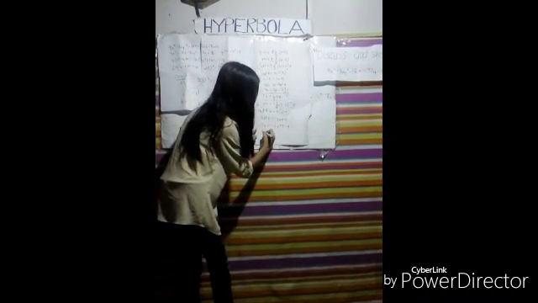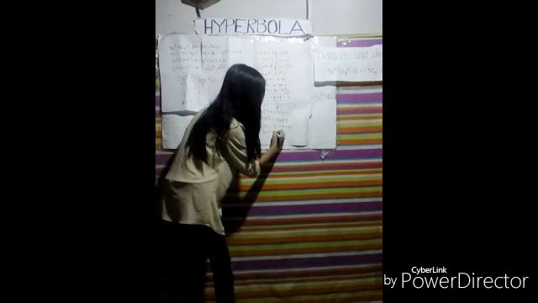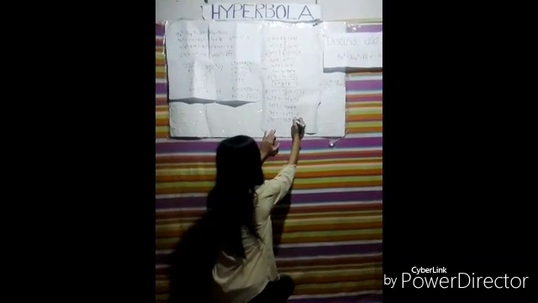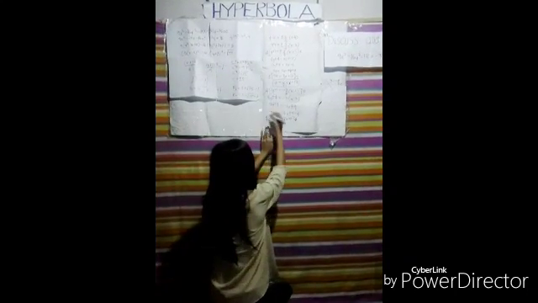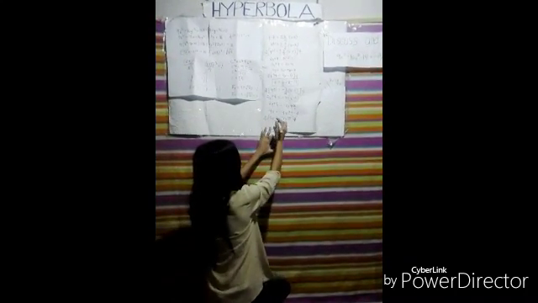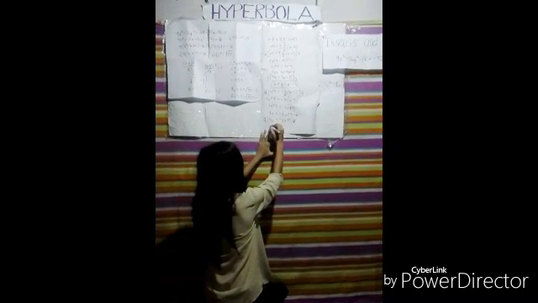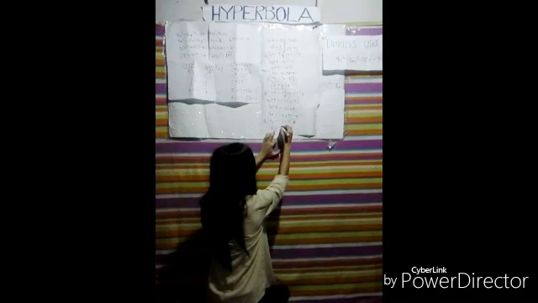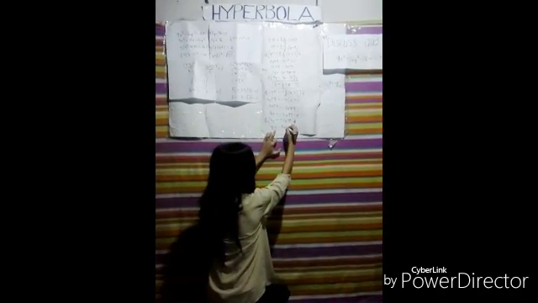So 4y is equal to negative 3x plus 5. We must divide both sides by 4 to isolate y. So 4 divided by 4 is equal to y. So y is equal to negative 3x plus 5 over 4.